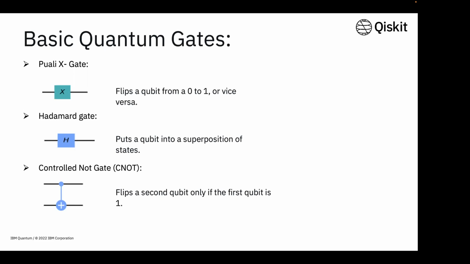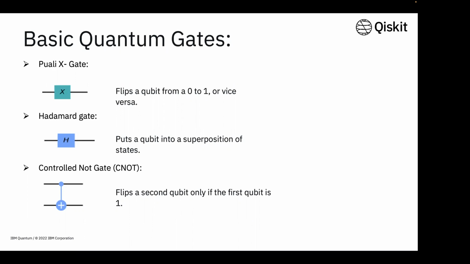So one of the gates I want to talk about is the Pauli X gate. It just flips a qubit from 0 to 1 or vice versa. The Pauli X gate is pretty much similar to the NOT gate that you have in classical systems. So it's just the name that is different. It's called a Pauli X gate in quantum computers.